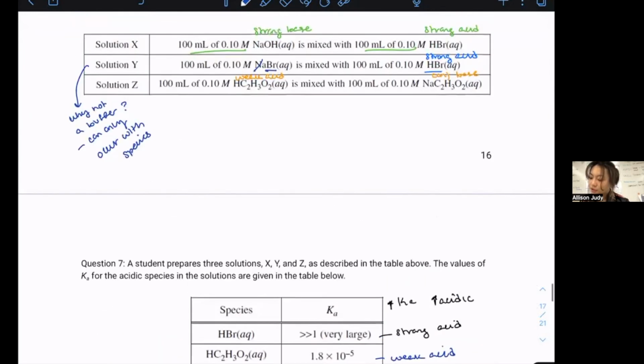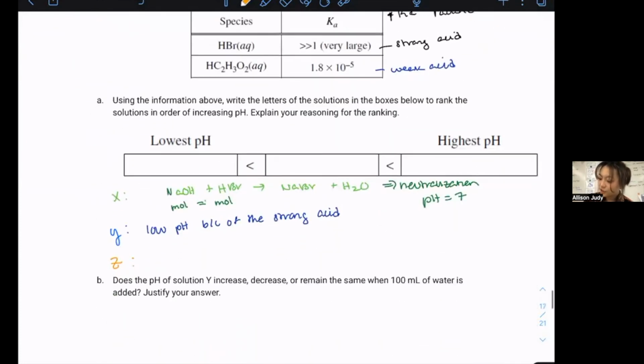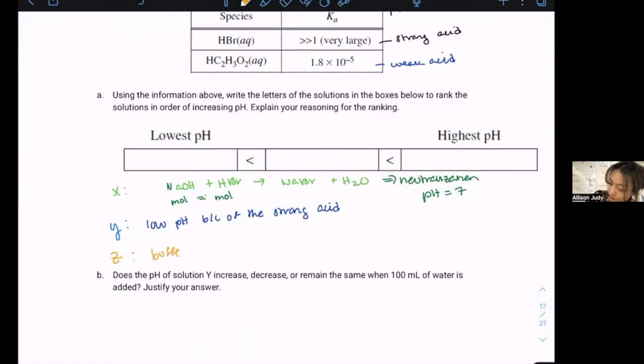As far as solution Z, we see a weak acid mixed with its conjugate base, where again, the Na is really just a spectator. It doesn't really do anything. And since this is a weak acid with its conjugate, we know that this is a buffer solution. So Z is a buffer solution.